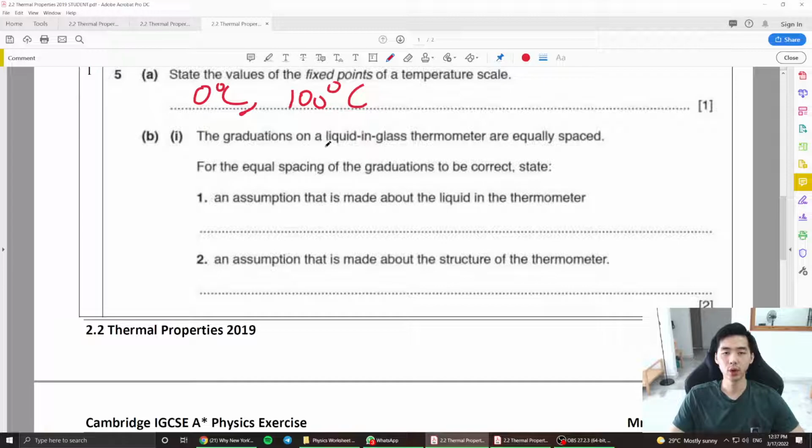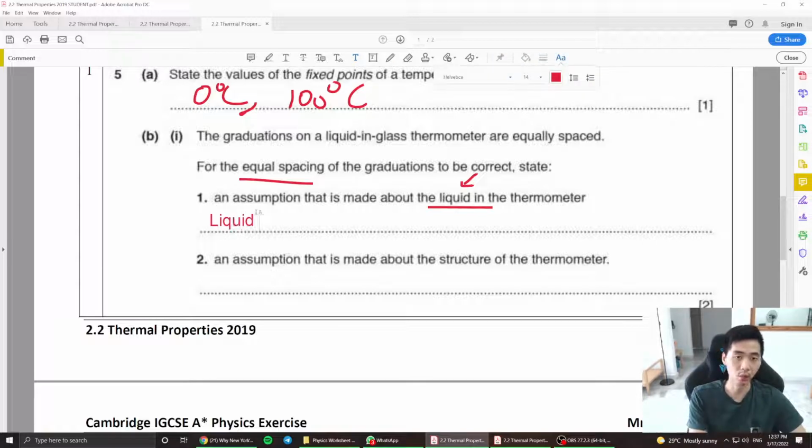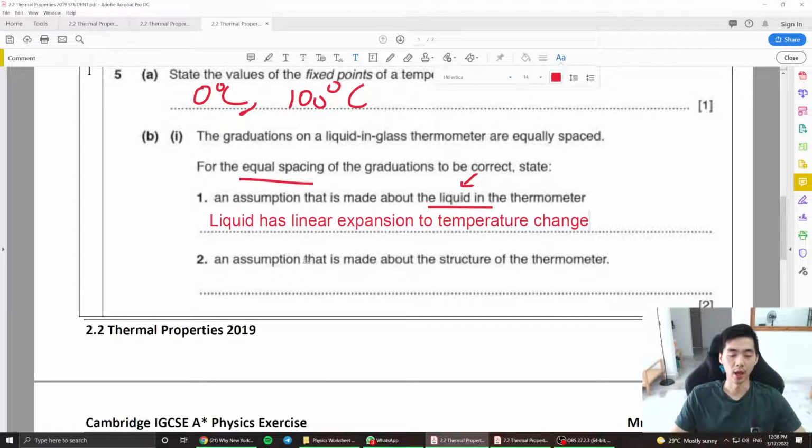The graduations on a liquid in glass thermometer are equally spaced. For the equal spacing on graduation to be correct, state an assumption that is made about the liquid in the thermometer. Now, in order for us to have equal spacing in the thermometer, we are basically assuming that the liquid expands linearly with temperature change. So we're assuming that the liquid has linear expansion to temperature change. Okay.